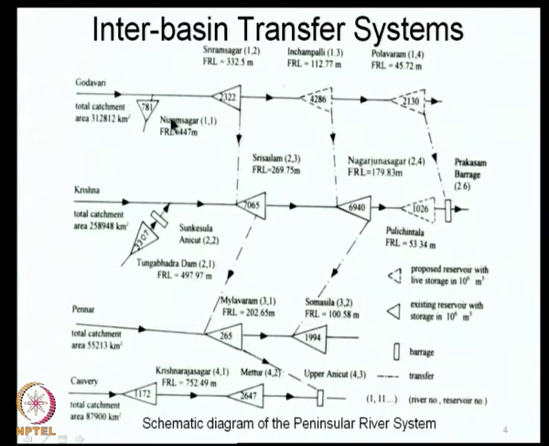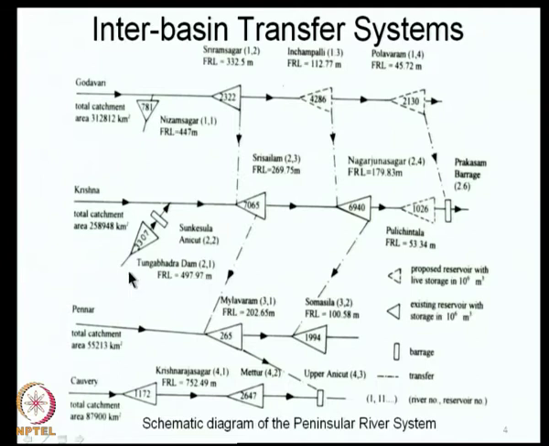So, for example, you have the Nizam Sagar here, Sri Ram Sagar here on the Godavari, Ichampalli which is proposed, Polavaram which is proposed. Then on the Krishna, you have the Tungabhadra coming from a tributary. Then you have Sri Shailam, Nagarjun Sagar, then Prakasham Barrage, Pulichintala reservoir which is proposed. Then on Pennar, you have Mailavaram and Somashila. Then on the Kaveri, you have Krishnaraj Sagar, Mettur and Upper Anicut.